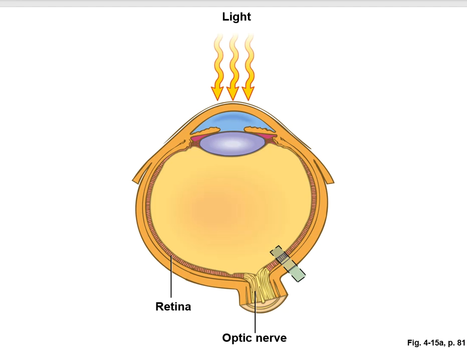There are two types of light receptor cells. There are rods, which are sensitive to differences in light intensity, and cones, which are sensitive to differences in color. There are three types of cones, which are red sensitive, green sensitive, and blue sensitive. Defects in the cones cause color blindness.